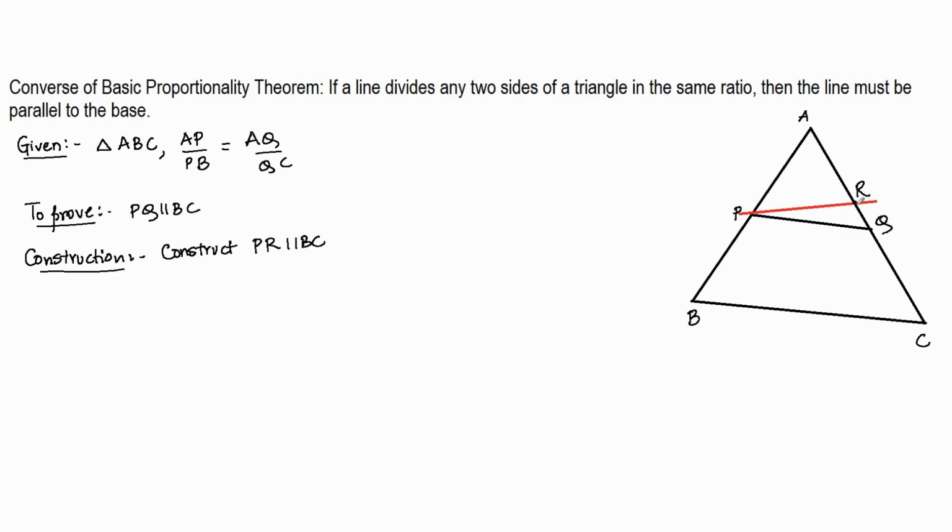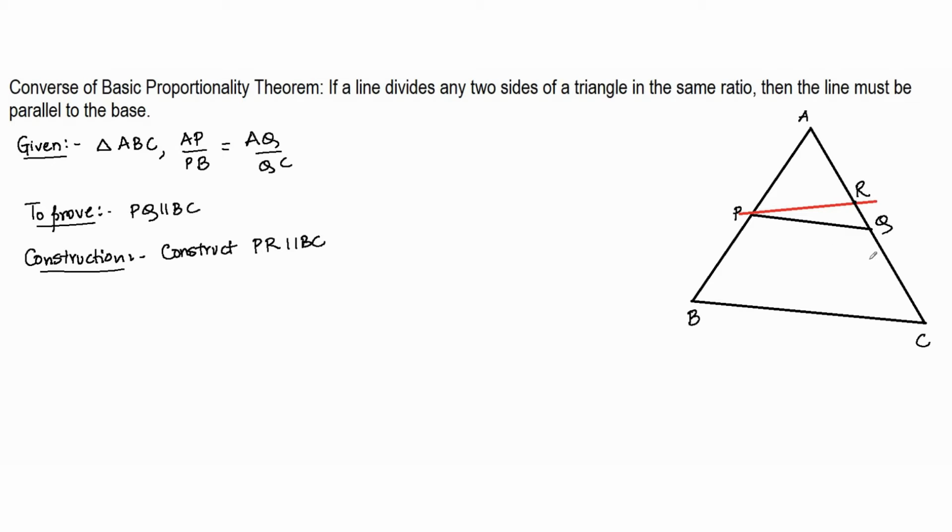And now I have to show that R and Q are basically the same points, right? This is what I have to show. And if I can show that R and Q are the same points, then I can say that PQ is going to be parallel to BC. So this is going to be the strategy that I'm going to use for this particular proof.